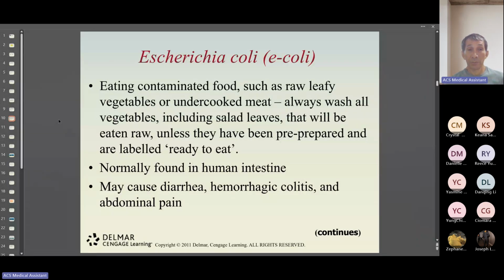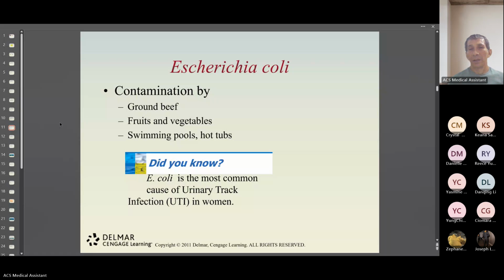So this is common when you travel, particularly, and that's what sometimes they call traveler's diarrhea, because it happens when you travel and you eat all these undercooked, untreated foods, whatever you want to call them. Escherichia coli. Remember, this is called E. coli, so they're not going to give you all these names. Think about E. coli, period.